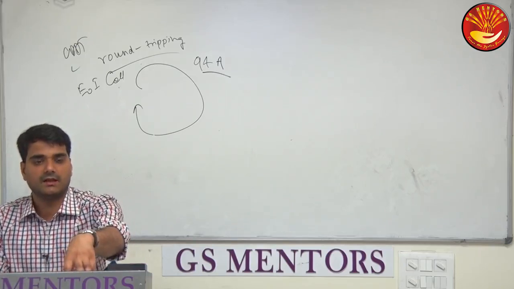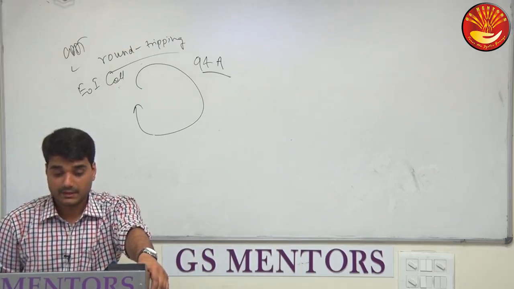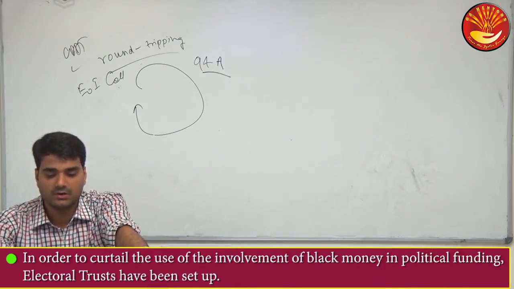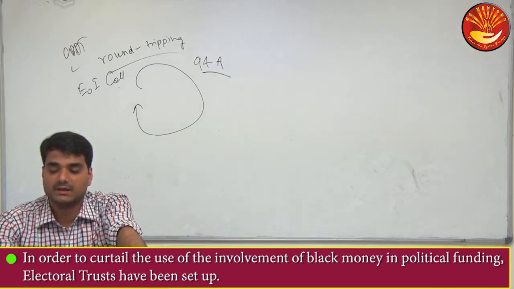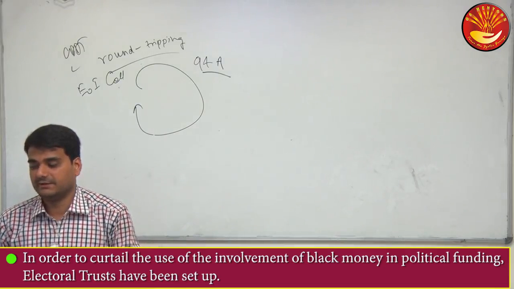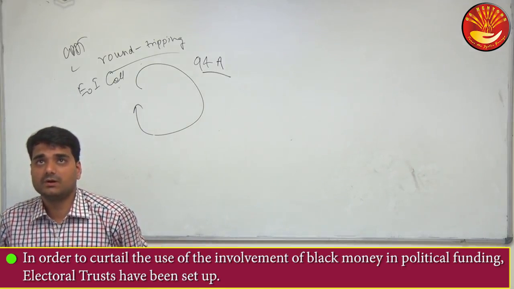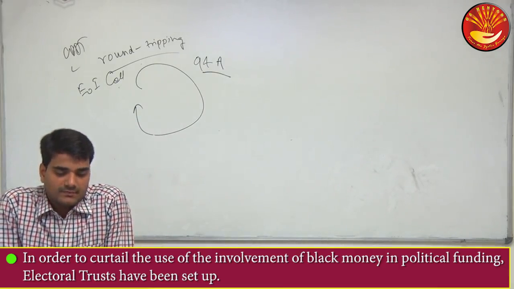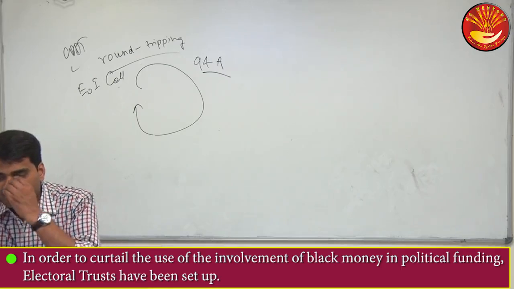Okay. So we are having these income tax overseas units and all those things. Another step, in all these things which we have already discussed, is that in order to curtail the involvement of black money in political funding, electoral trusts have been set up.